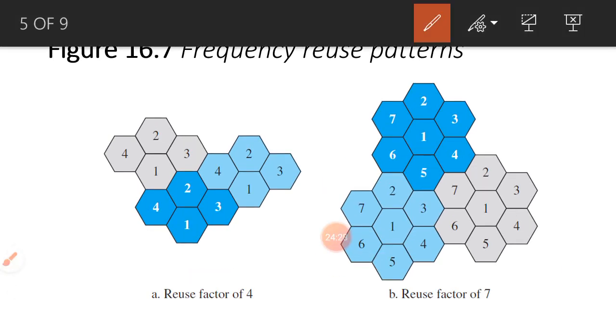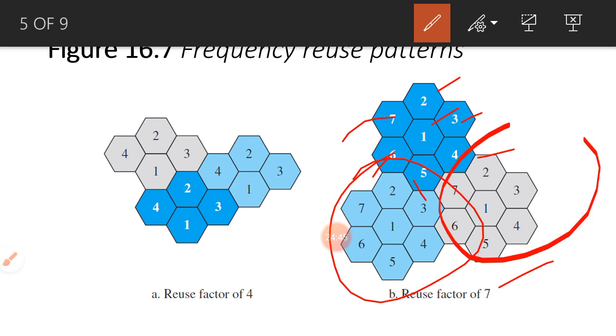Now you can also take the reuse factor of 7. In the reuse factor of 7, what happens? We have made a group of 7 cells here: 1, 2, 3, 4, 5, 6, 7. This is one group, this is another group, and this is another group. The cells present in each group contain a unique set of frequencies.